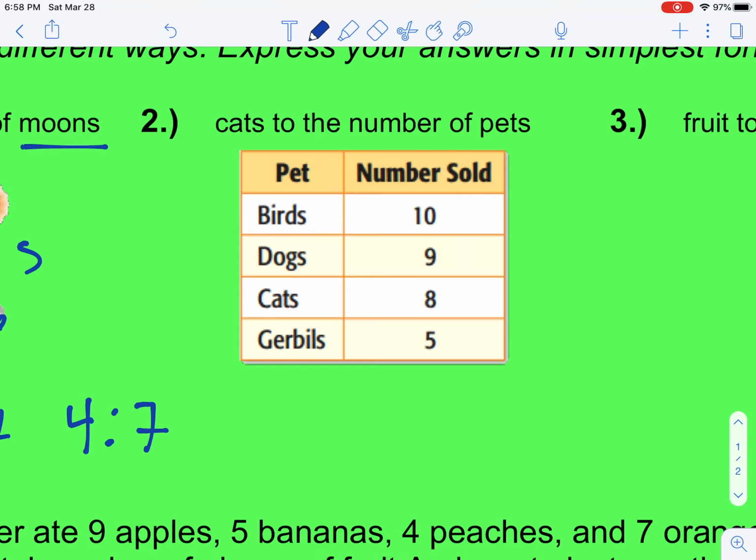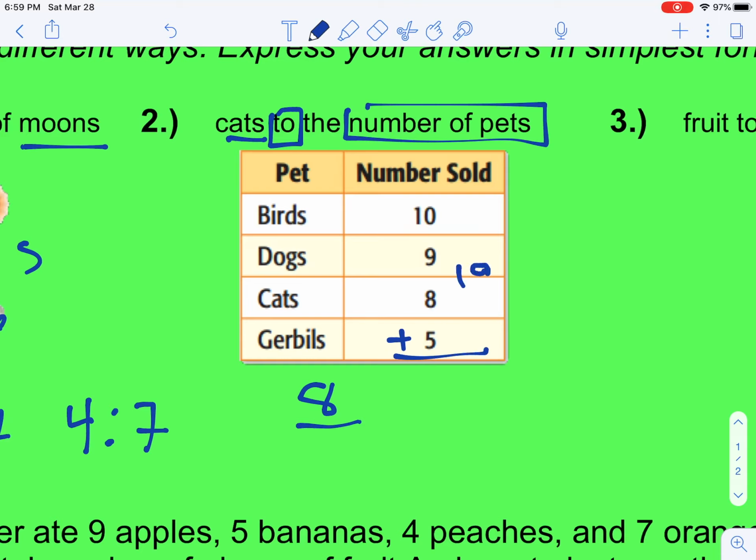Number 2, cats to the number of pets. So I look at my little table there, and I want cats to the number of pets. There's 8 cats, so that's going to be my first number. And the number of pets is going to be my total, so I need to add all of these up. 10 plus 9 is 19. 19 plus 8 is 27. 27 plus 5 is 32.